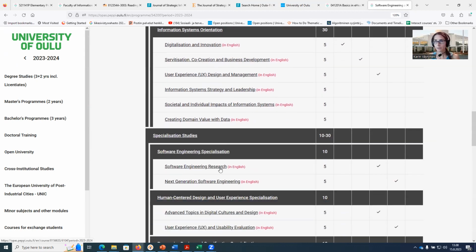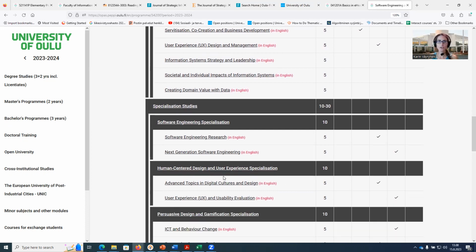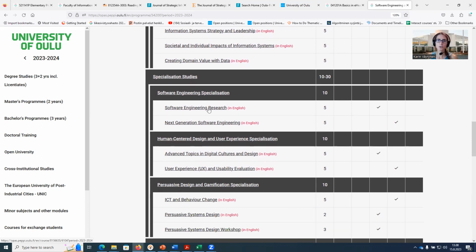Another option then, for example, for the spring semester, a good way to get optional studies from our own degree program is by choosing additional specialization studies. In order to graduate from us, you need to complete one of those 3 specializations in full: software engineering, or human-centered design and user experience, or persuasive design and gamification specialization. But then you can take the other courses from another specialization than the one that you want to have in your degree as optional studies.